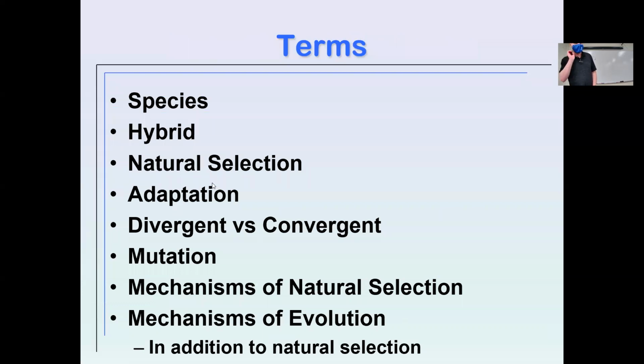Okay. And so these are some of the major terms we talked about last time. Still relevant, still important. Understanding what a species is, hybrid being a cross between species. Natural selection is not evolution, but it is a tool. It is a mechanism of evolution. And there are various mechanisms that we observe that drive natural selection.